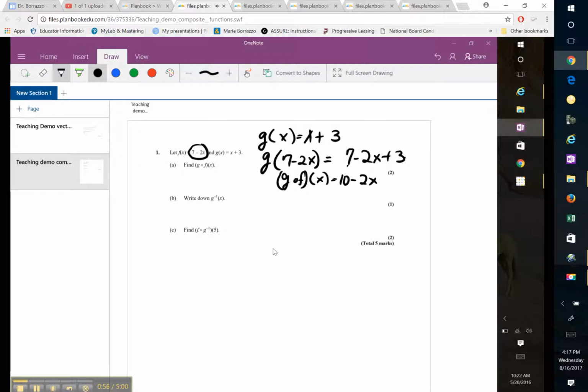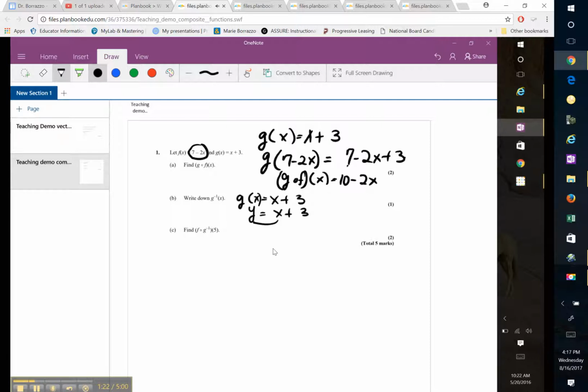Alright, then they're asking you to find the inverse of this function. So now that you found that the g of f of x is equal to 10 minus 2x, now they're asking you to find the inverse of g of x, which is x plus 3. So you start with g of x is equal to x plus 3. Alright, substitute in y equals x plus 3. Instead of g of x, you're going to put y.